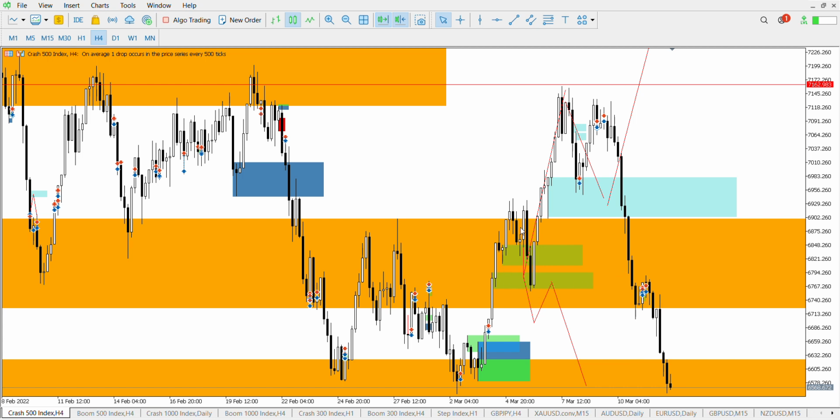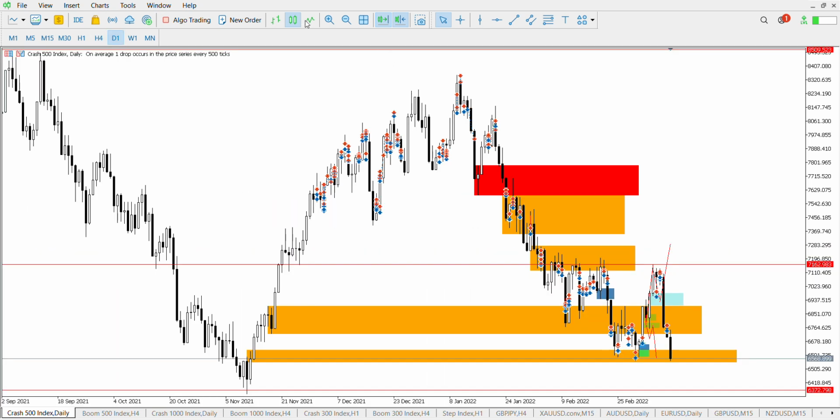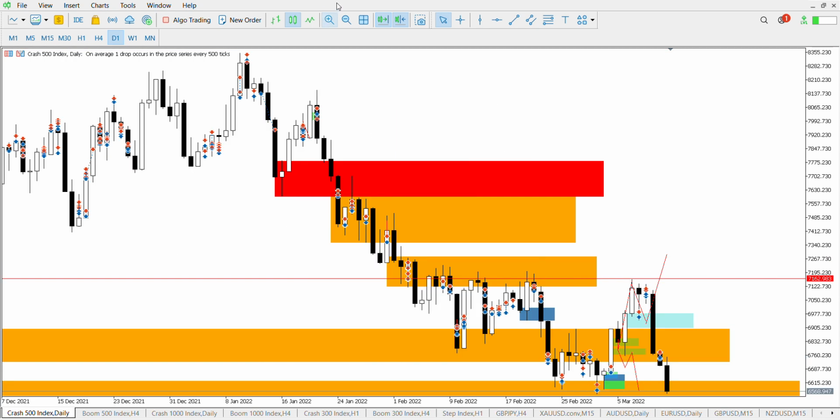Actually, this was the place. So the push up happened. Then I was expecting this other push up, which happened. Then it began to drop. So for what we had last week, we had a profitable trade for Crash 500. Now, what am I expecting in the new week?